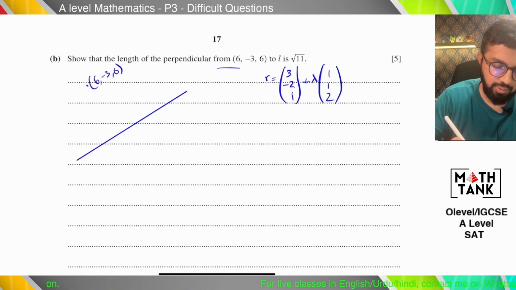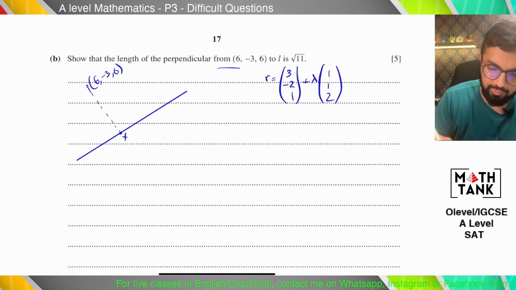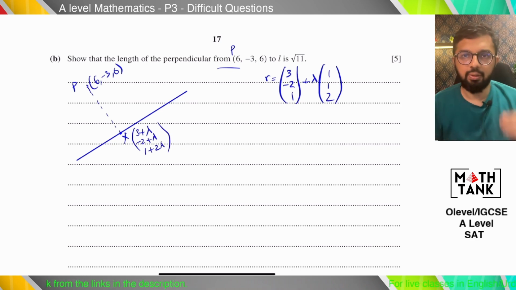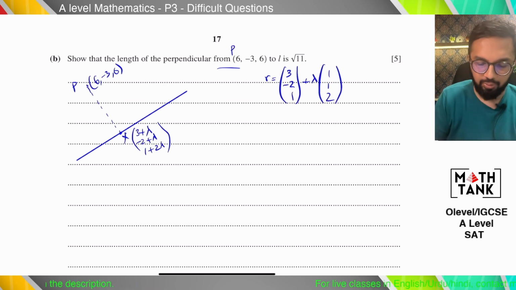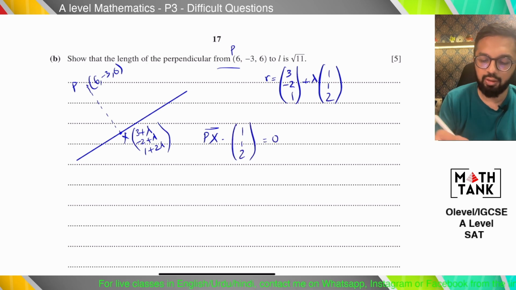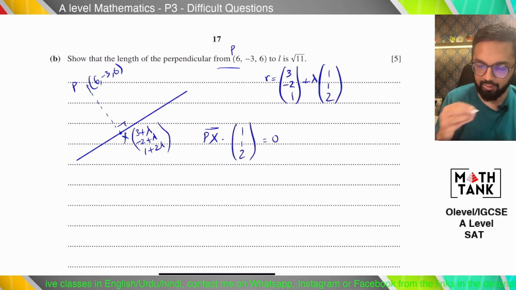So what you simply do is you drop a line and you say that this is the point X, and let's call that point P. Okay, so X will have the general coordinate of the line, which is 3 plus lambda, minus 2 plus lambda and 1 plus 2 lambda. I don't know what point that is, so it's going to be a general point, and then I'm going to say that the directional vector PX and the directional vector of the line will have a dot product of 0. Why? Because I want the perpendicular distance.